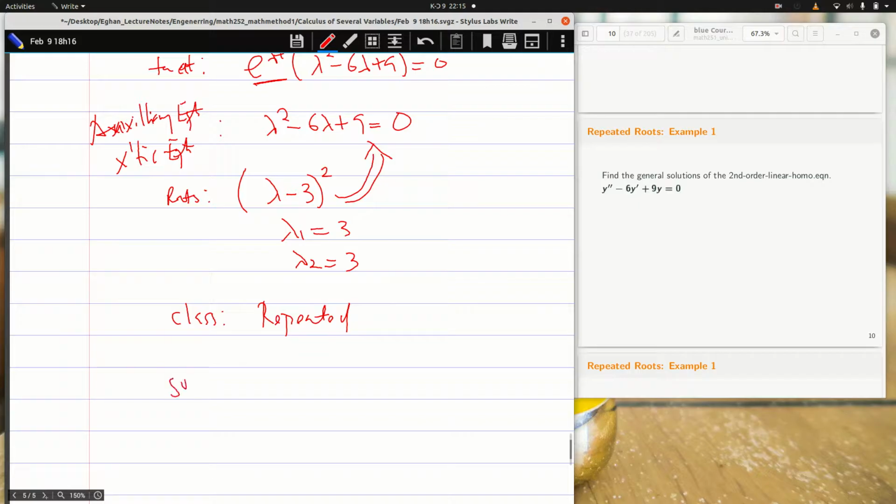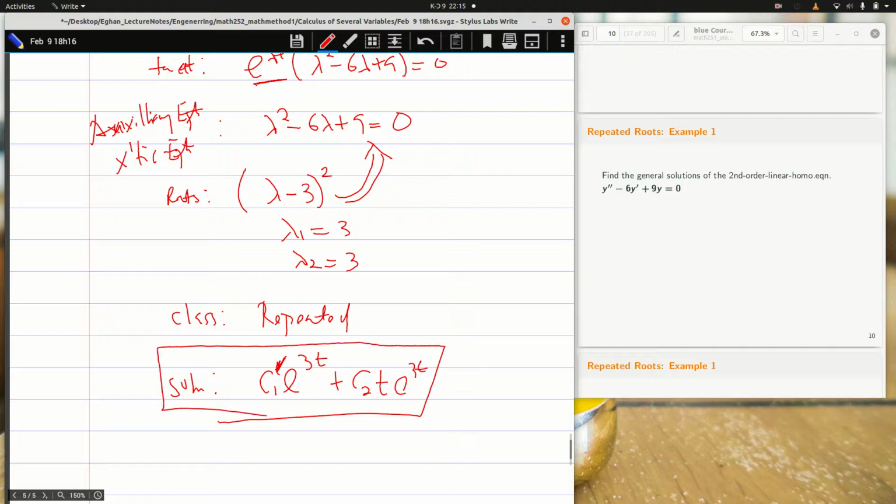So I can now write my final solution as C1 e to the 3t plus C2 t, and you remember here is t to the power 0, but we don't write that, e to the 3t. And this is my final solution.